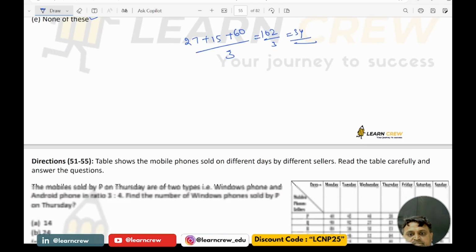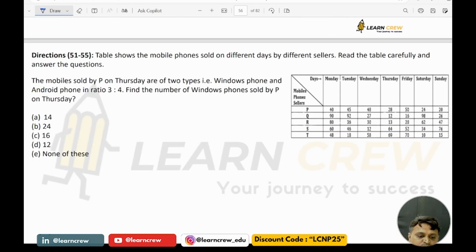Next. The mobiles sold by P on Thursday are of two types, Windows phone and Android phone in the ratio 3:4. So Thursday total phones sold by P are 28. 28 in the ratio 3:4, so it is 12 and 16. Find the number of Windows phones sold by P on Thursday. So it is 12. Answer is 12.